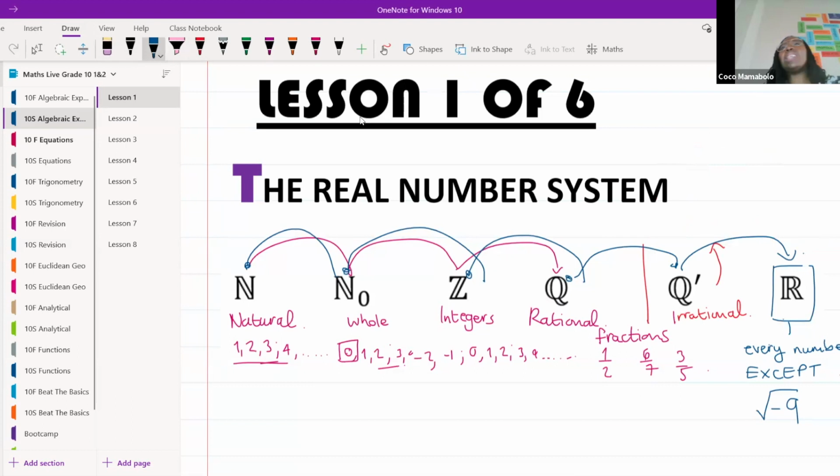Okay, what is the square root of 9? Pop your answer in the chat for me. What is the square root of 9? That's it. Oh, Theo, that was super quick. Well done, Theo. Yes, that's it. The square root of 9 is 3, right?